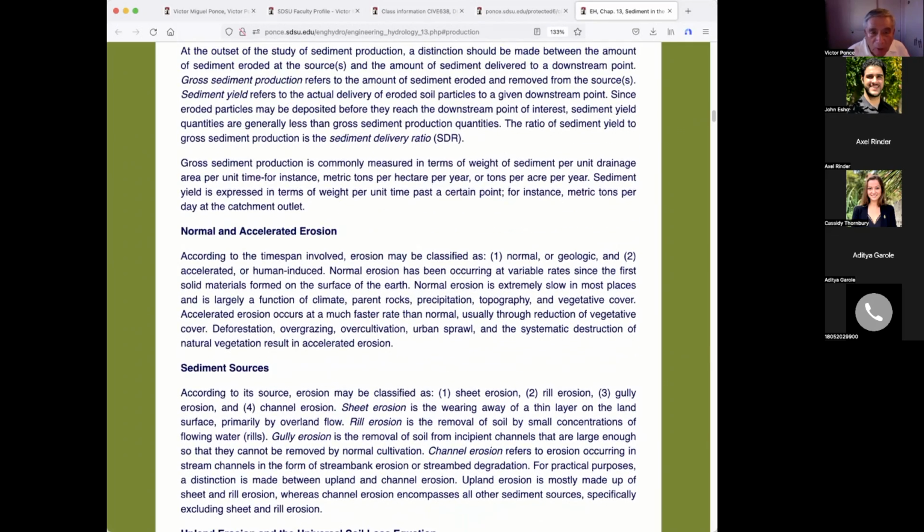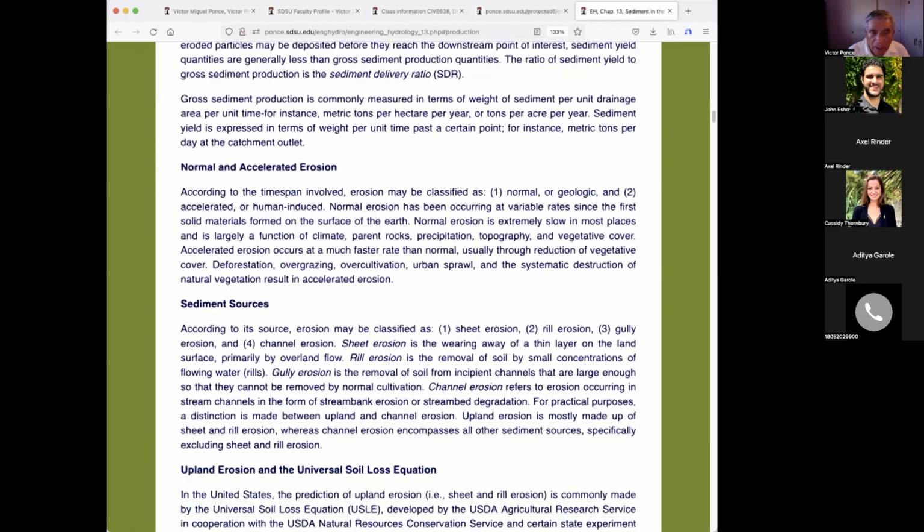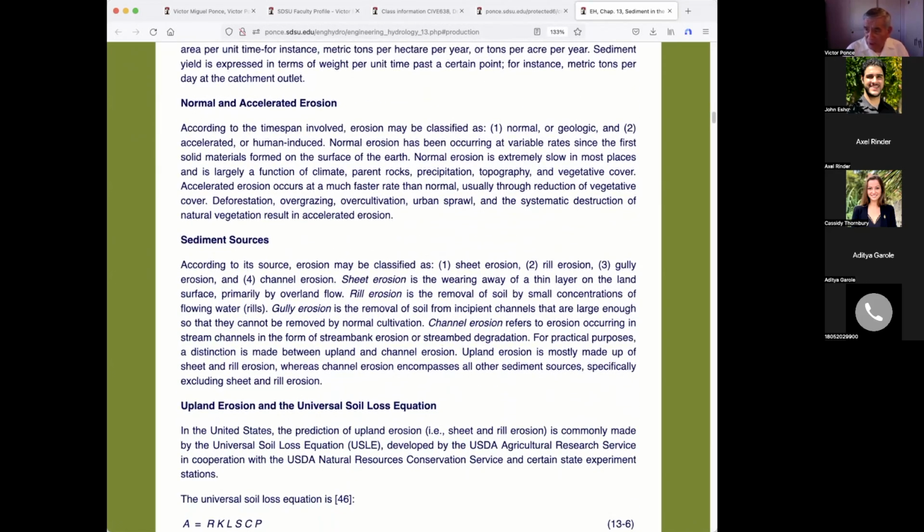So let me keep going to say that, again, repeating, sediment production does not mean sediment yield. So as an engineer, you cannot take the formula for sediment production and pretend that it is sediment yield. It is not. And we'll make a very clear distinction later on. Now, the next thing we need to look at is normal and accelerated erosion.